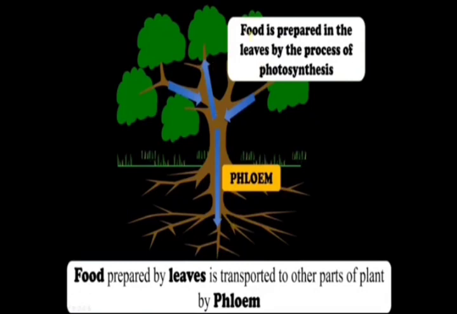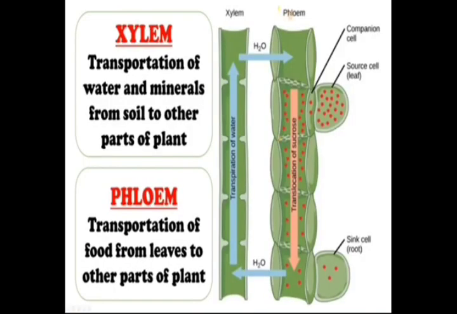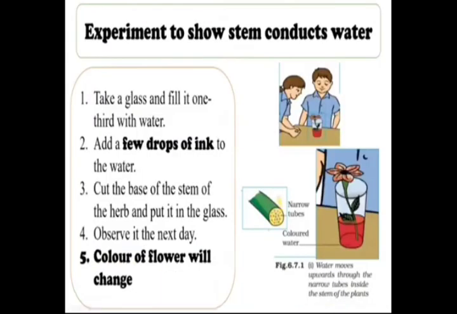Now you can see one more tube inside the stem. The food is prepared in the leaves by the process of photosynthesis, that we know. Here you can see phloem helps in the transportation of the food which is prepared by the leaves. Phloem always helps to transport the food prepared by the plant. Look at here, xylem and phloem. Phloem helps for the transportation of food from leaves to other parts of the plant.